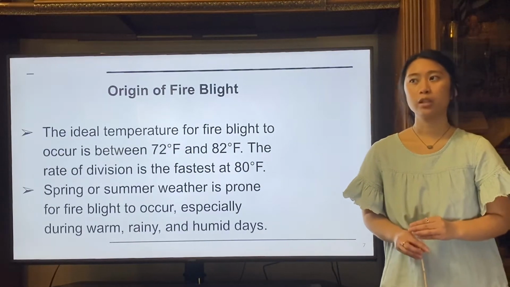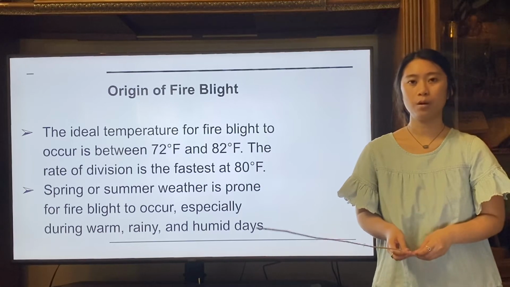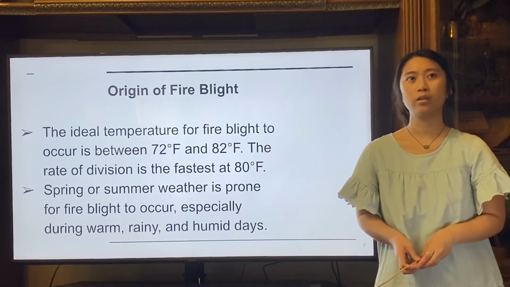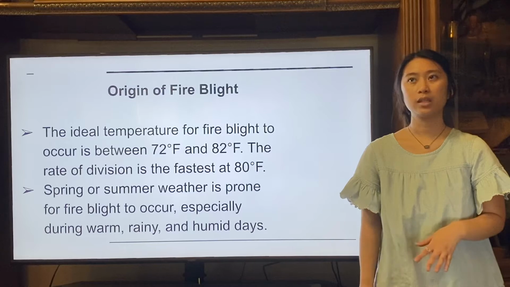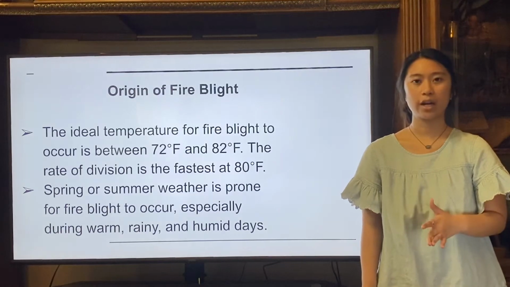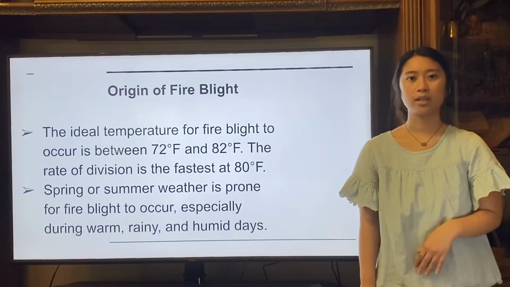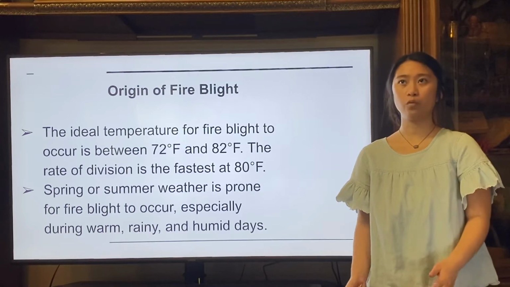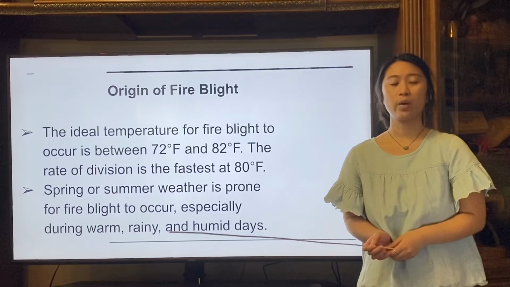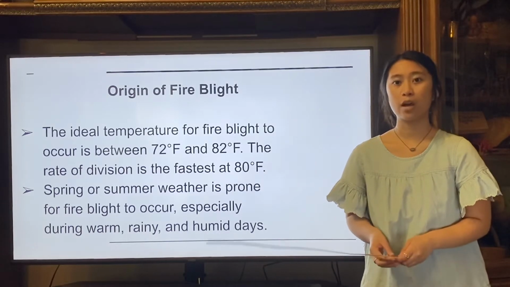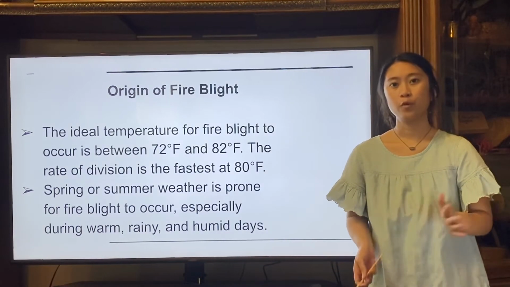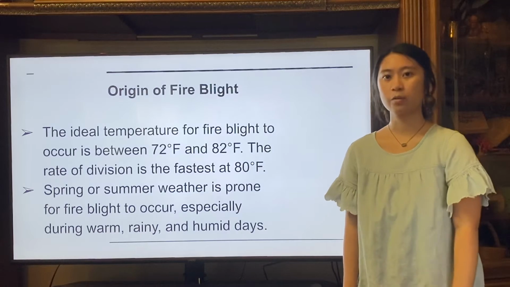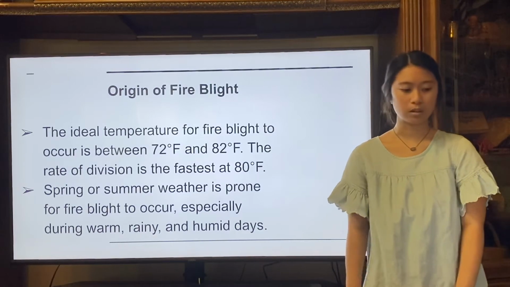And when you're looking at how the pathogen works, it is when the weather is typically 70 to 80 degrees Fahrenheit that it's most active. Like in the springtime and summertime when it's all hot and wet and humid, that is when the cells are able to move quicker and divide faster, meaning that the disease will spread faster.